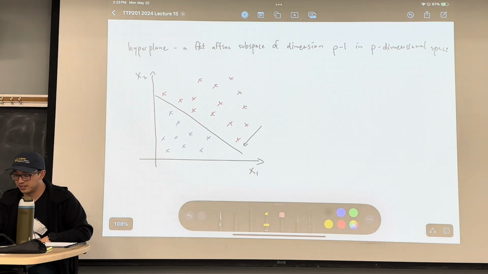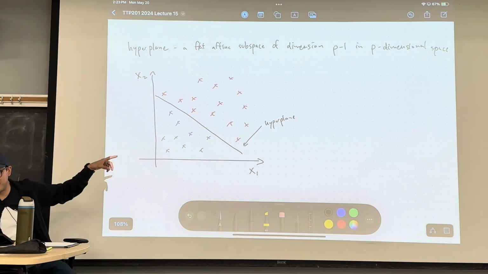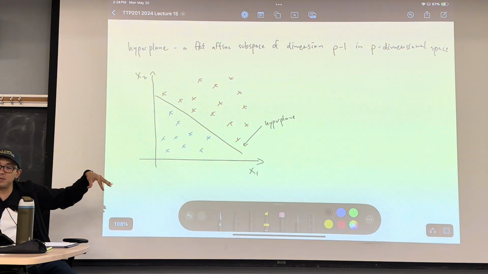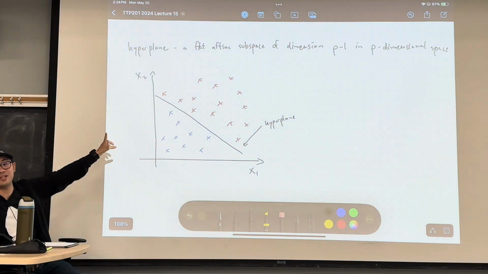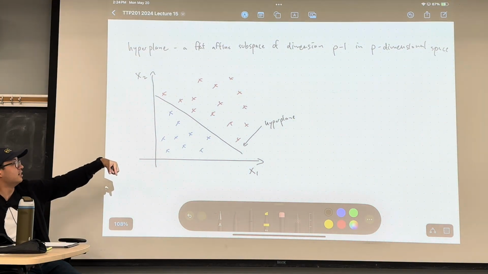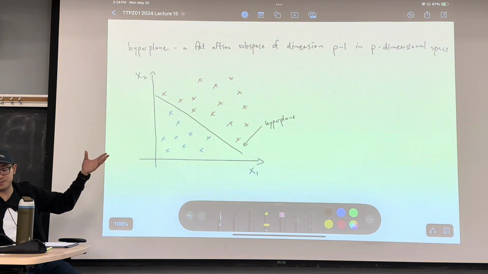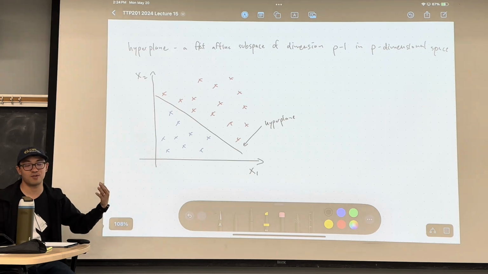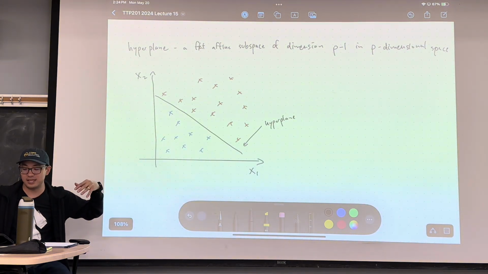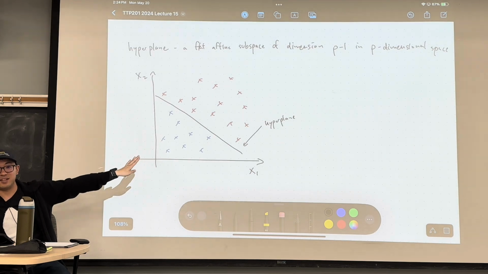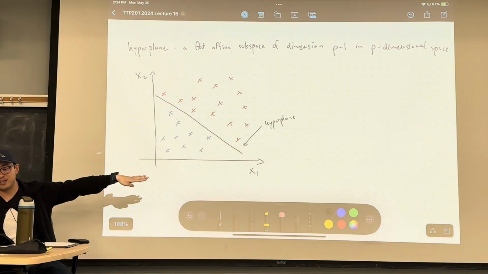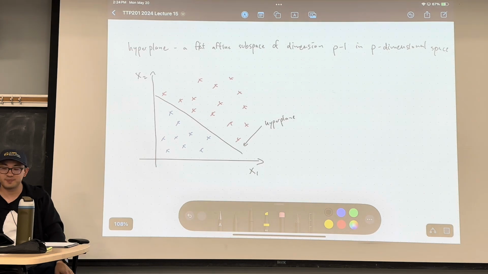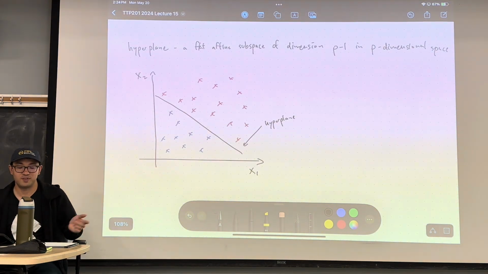So if you look at the definition, a hyperplane is of dimension p minus 1 in p-dimensional space. We are in 2D space, so a hyperplane is a line, which is a 1D object. And as you go up in dimension, it's the same thing. If I'm in 3D and you have a cloud of points, then the hyperplane would be a flat 2D plane cutting through your 3D space. Pretty straightforward, hopefully.